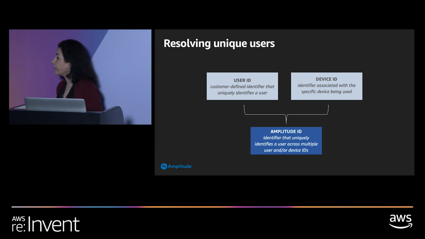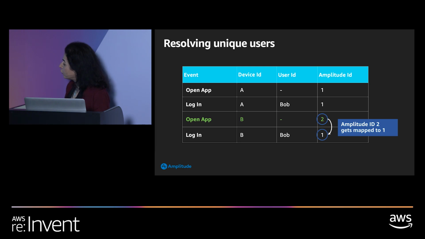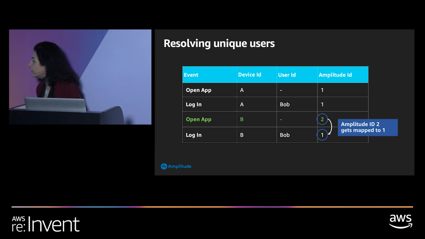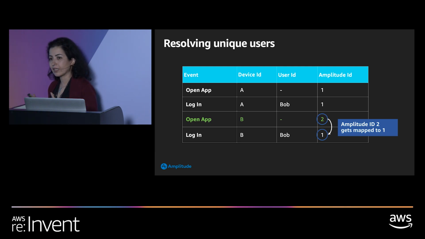And we try to create an Amplitude ID, which is the unique ID that we assign to every app. Here is an example of how we do it. Let's say that the user opened the app on a device A and the user is not logged in. At that point, we have no information. We don't know who that user is. So we assign a new ID to it. Let's say Amplitude ID 1.